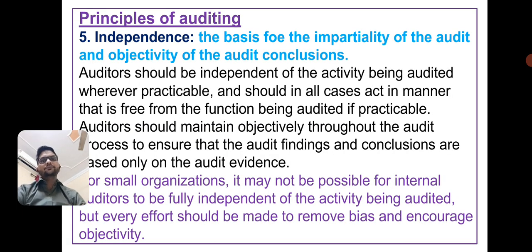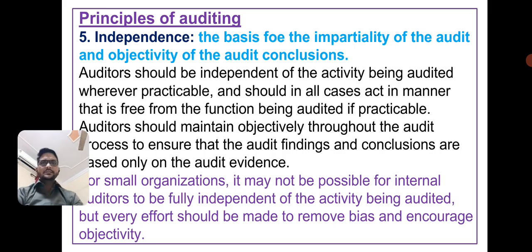Next is independence, which means being bias-free: the impartiality of the auditor and objectivity of the audit conclusions. Independence means you are not auditing your own process. In a small organization it may not be possible for internal auditors to be fully independent of the activity being audited, but every effort should be made to remove bias and encourage objectivity, which means we should make an effort to be unbiased.